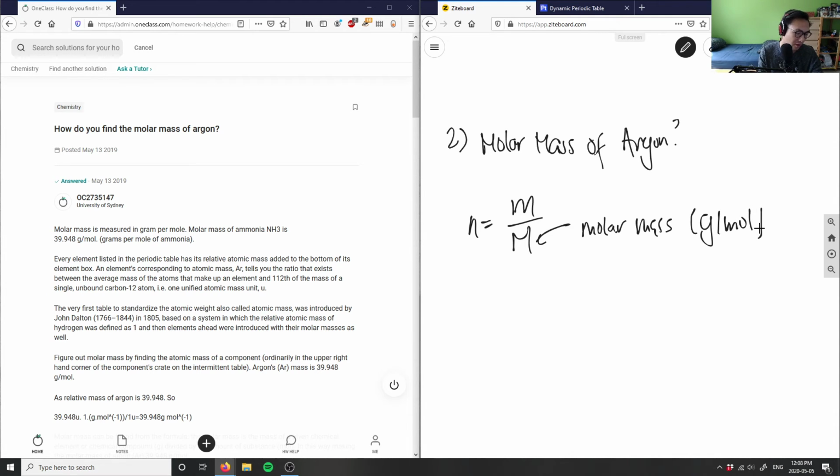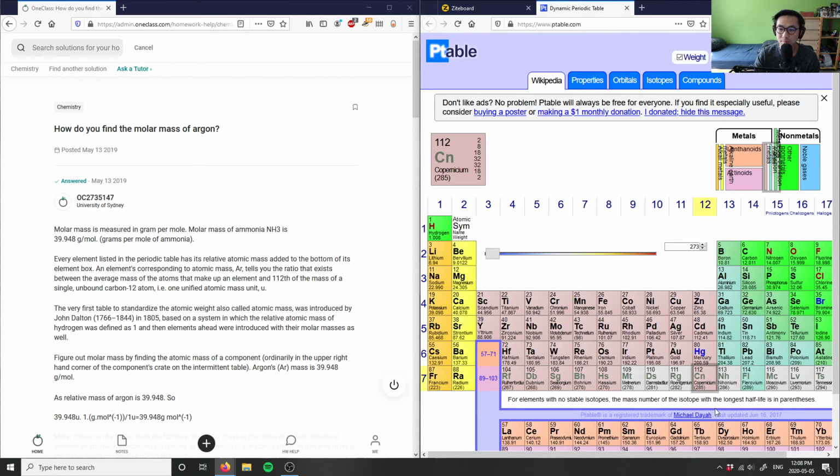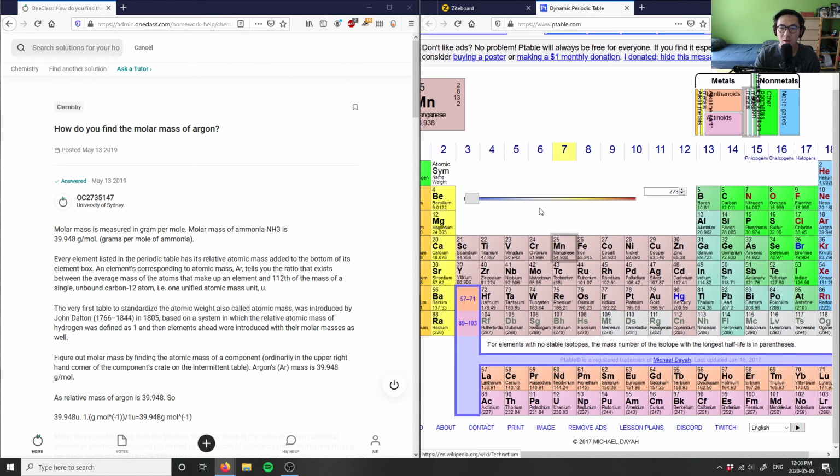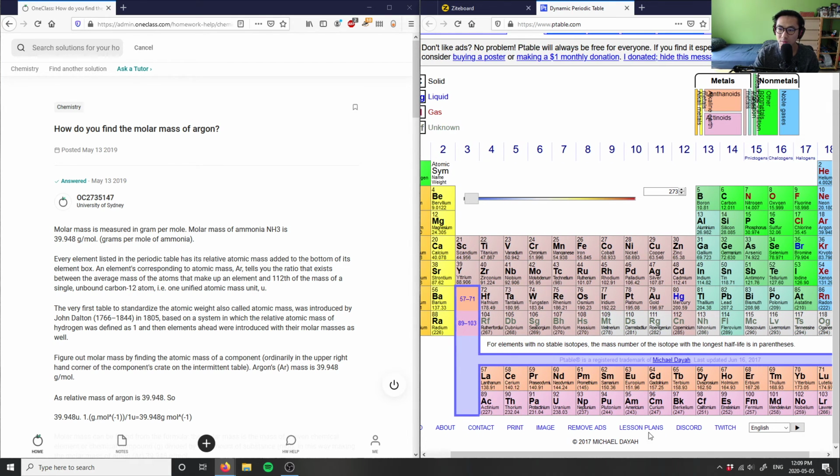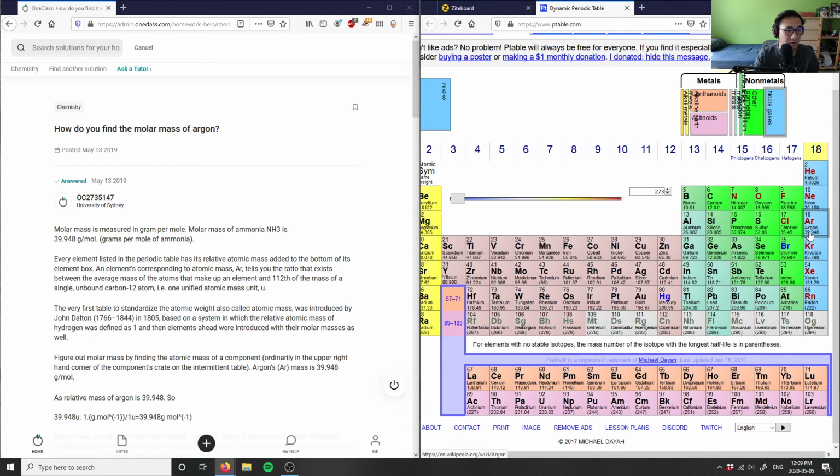So if we know it's measured in grams per mole, what we can do is, the molar mass here, we can always find this from our periodic table, because we know that every element on the periodic table has a specific atomic mass, and when we're calculating for moles, this will also be our molar mass. So we just simply have to look at where argon is on the periodic table. In this case, it is the noble gases here, and argon is number 18. I don't think you can see it, but it says 39.948. 39.948 here is our molar mass of argon.